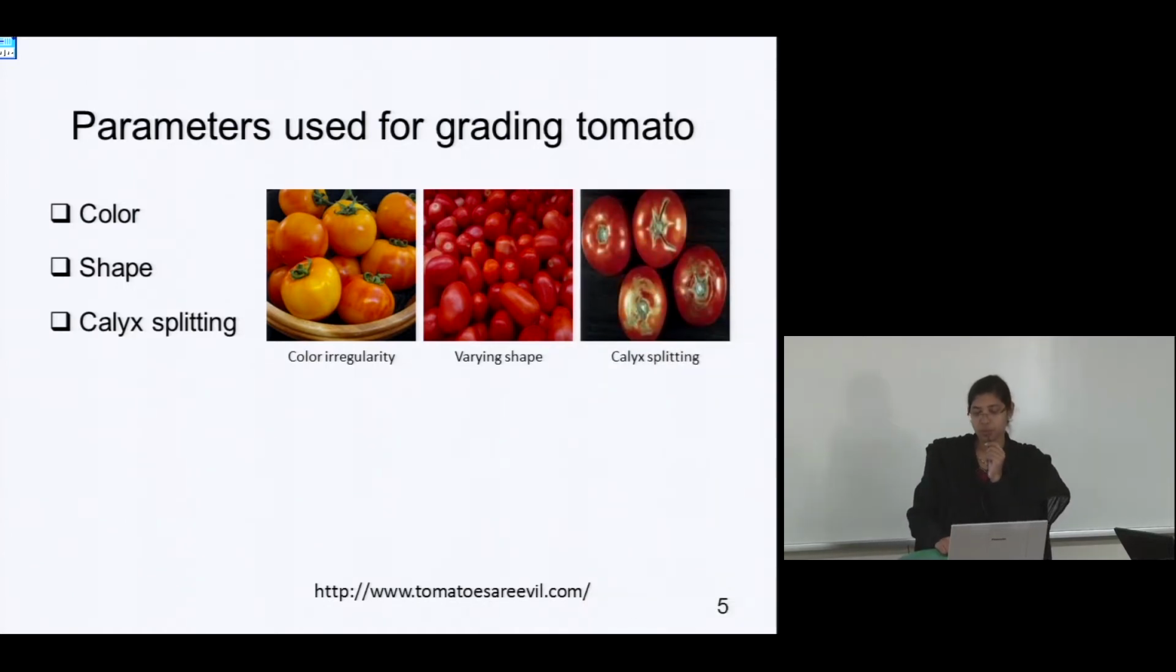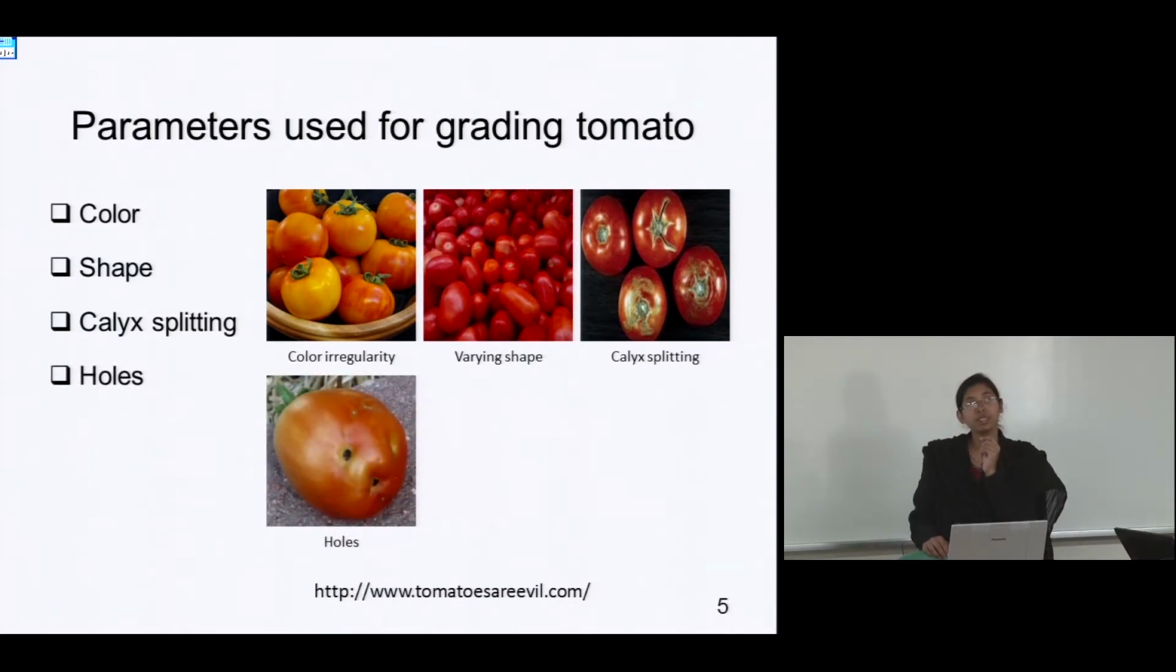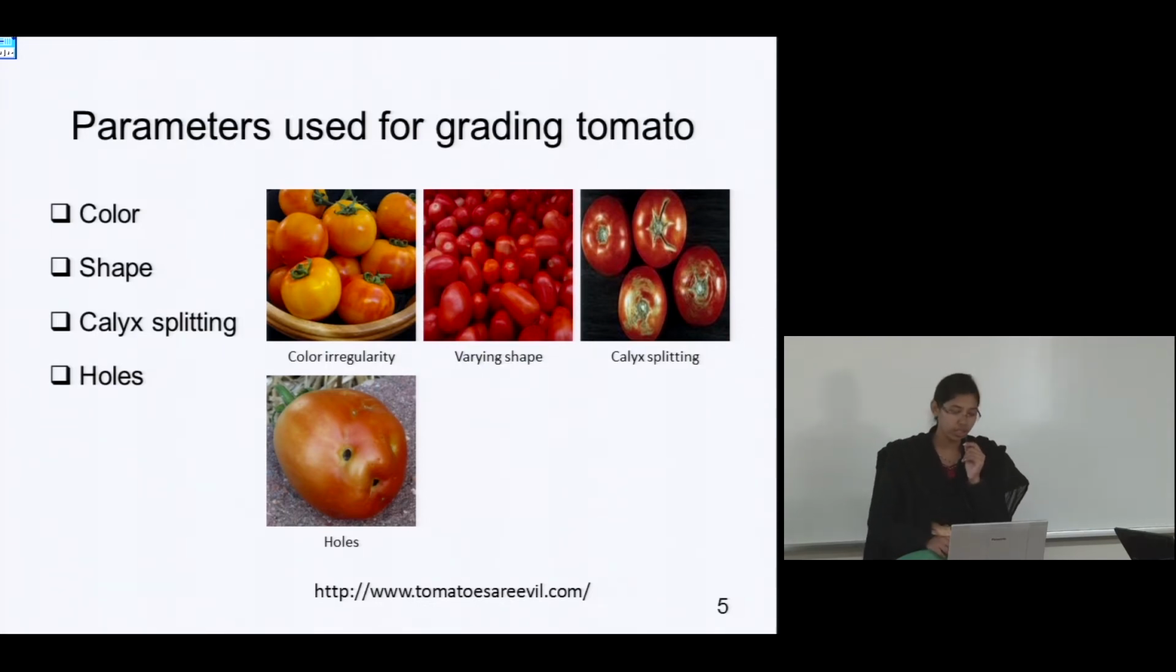This is a defect of tomato called calyx splitting. In these images we can see what calyx splitting is. Then a hole. Sometimes there is a hole in the tomato, but manually we cannot determine the depth of the hole. It is also impossible to determine the depth by 2D image. So imaging of the tomato is used to determine the intensity.